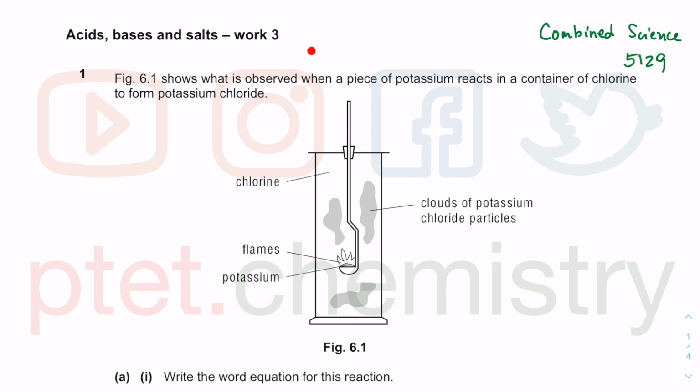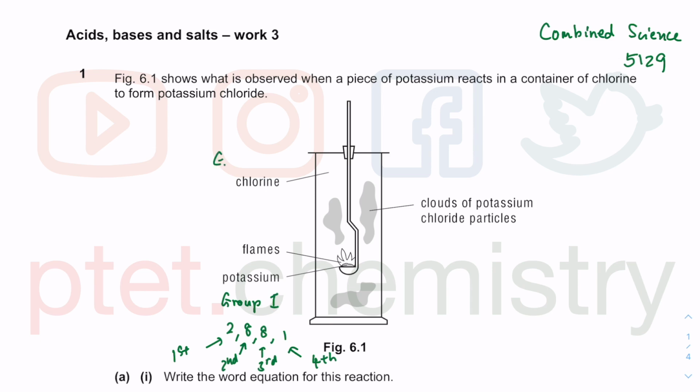In this work 3 for this acids, bases and salts topic, this first question is showing you a reaction between potassium metal. So potassium is in group 1 of the periodic table, and you will know that this has a 2881 electronic configuration, where that is the first shell, that is the second shell, that occupies the third shell, but the fourth shell is not filled completely. Instead, it has just 1 electron in the outermost shell, hence it is what you call a group 1 metal.